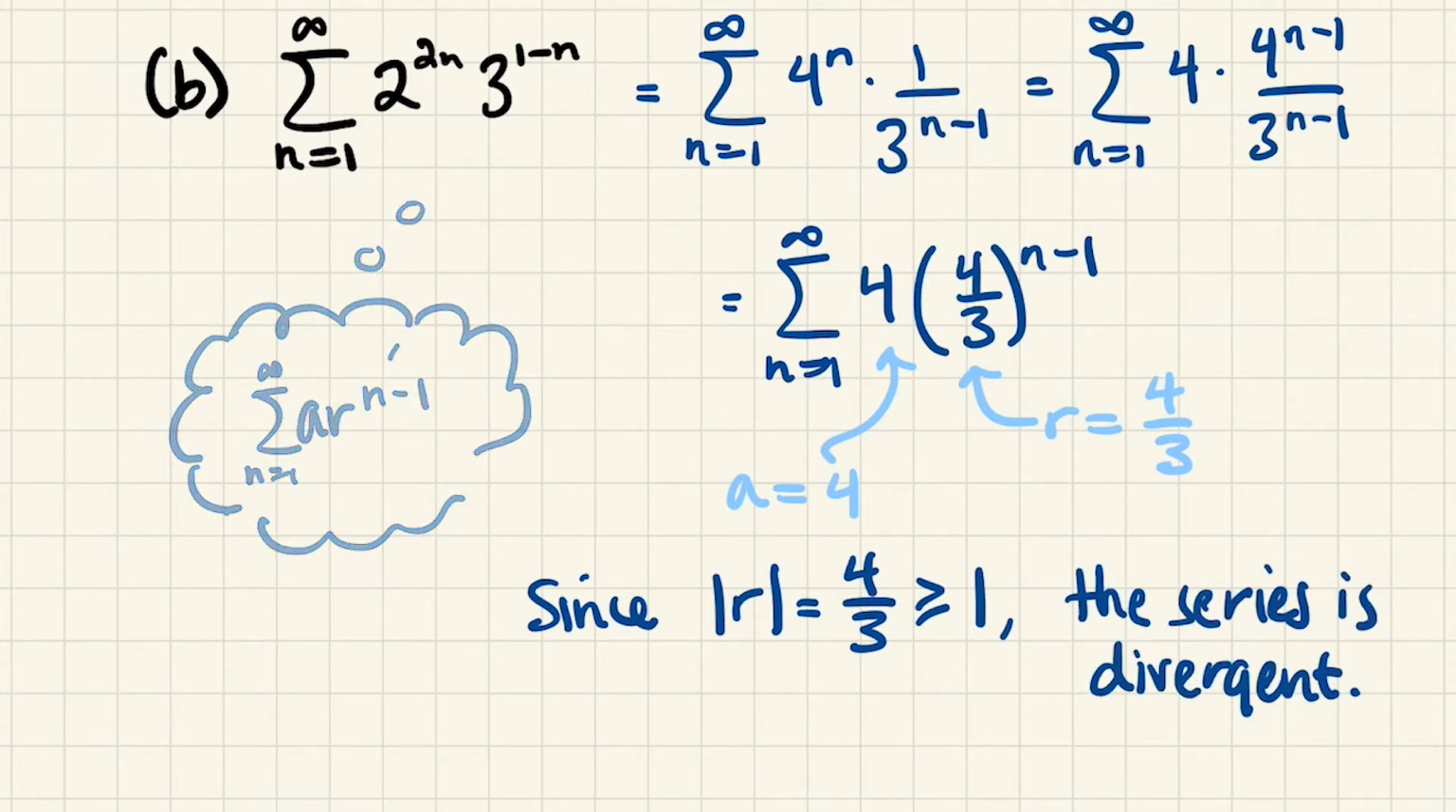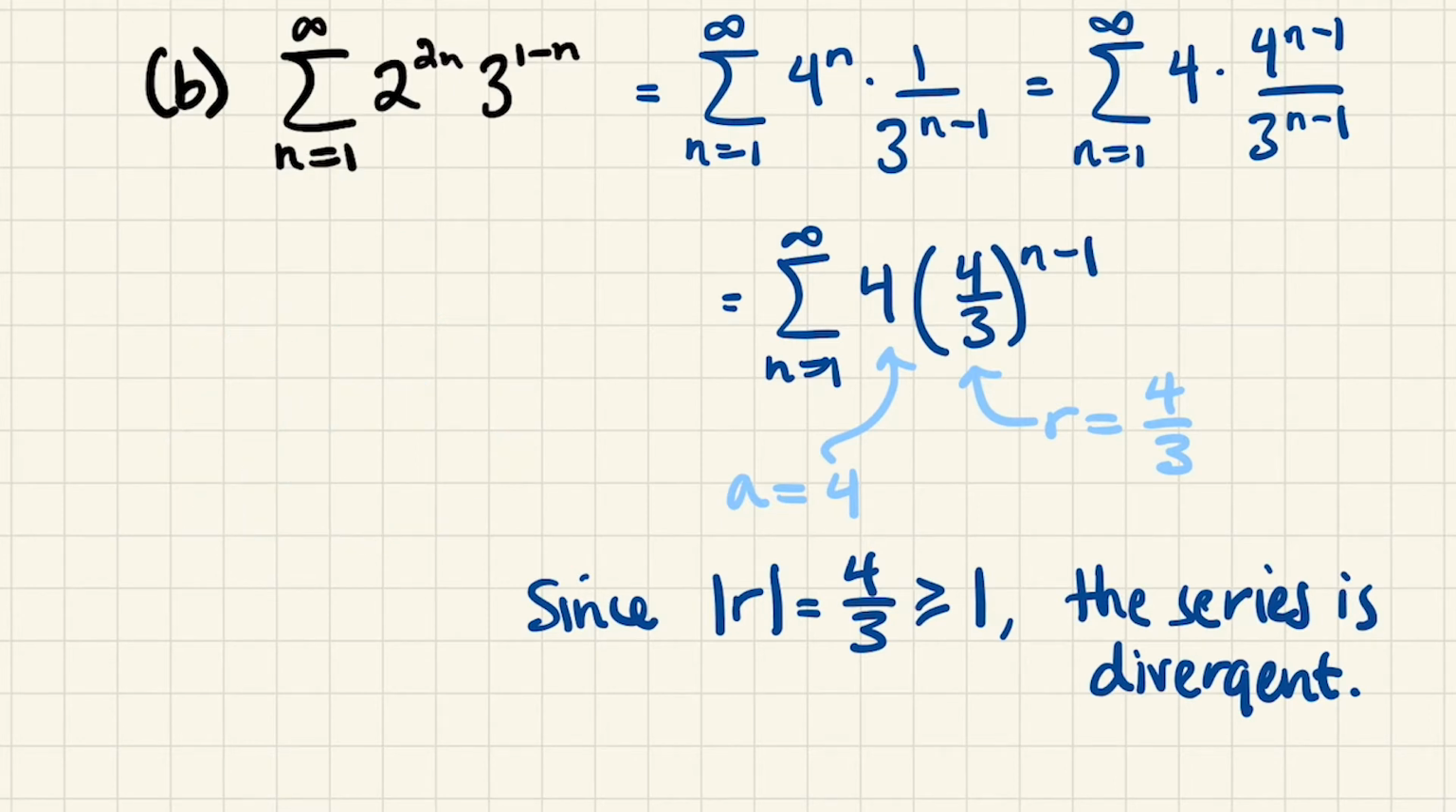All right. Now let me quickly show you a shortcut for getting a and r as well. If you know a series is geometric, you can get the a value by just plugging in the first term of the series, because the first term of the series is always a. So if we let n equal 1 in here, we're going to get 2 squared, which is 4, times 3 to the 0. So that's 4 times 1. That's the first term of the series.